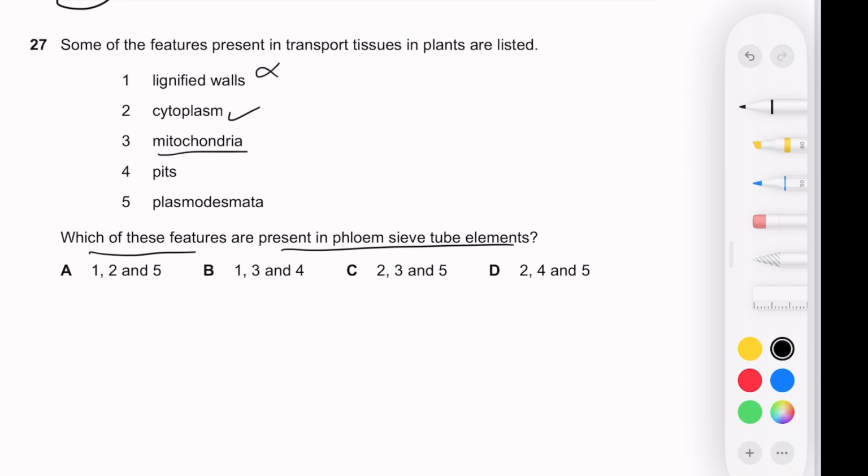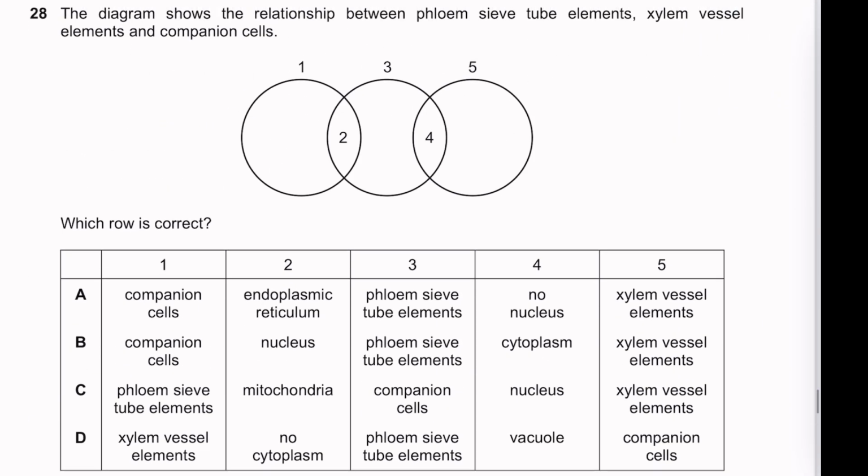Mitochondria are mainly concentrated in the companion cells. The cells are attached to the sieve tube elements because they're going to be carrying out the active processes. Here, only passive processes happen in the phloem sieve tube element. Pits, they do not have pits. Plasmodesmata, yes. And so 2 and 5, is that an option? No, then we're going to have to include 3, and that is C.